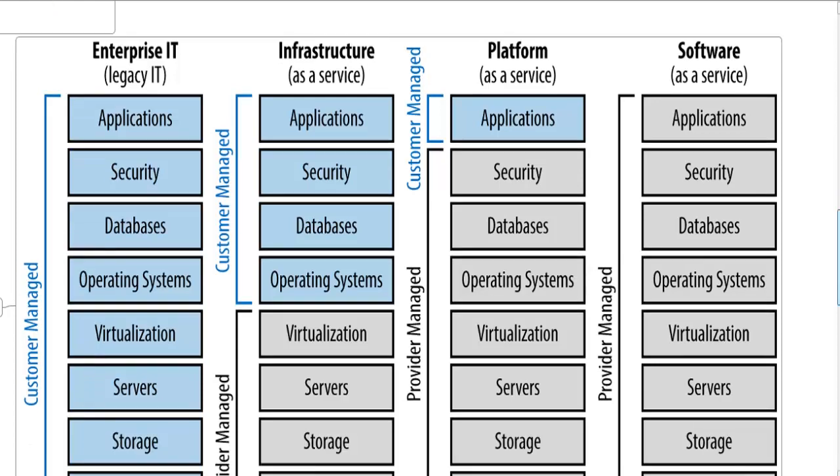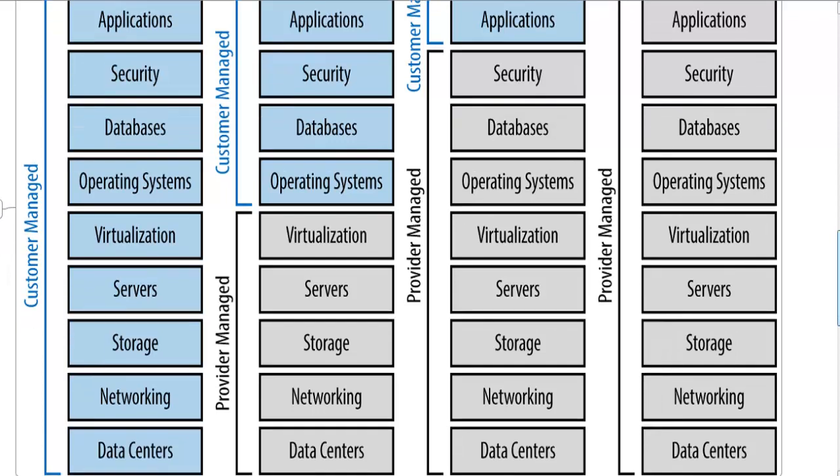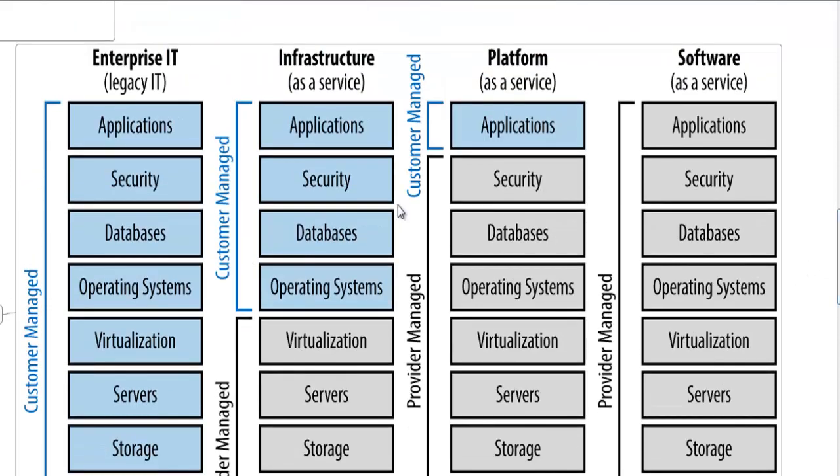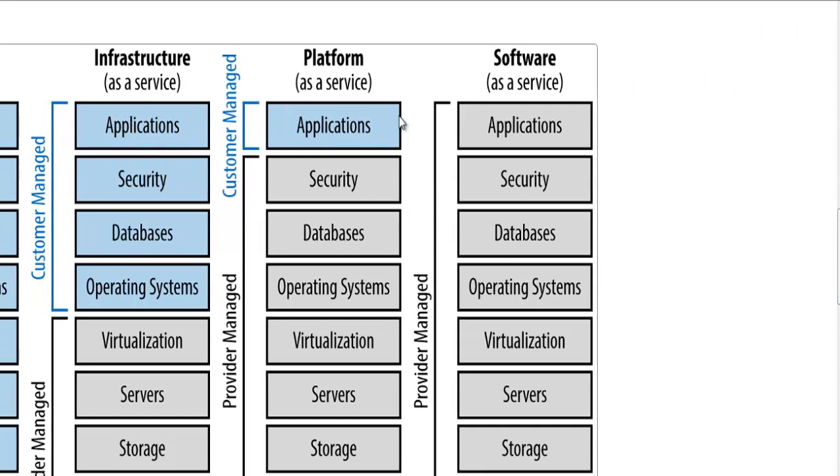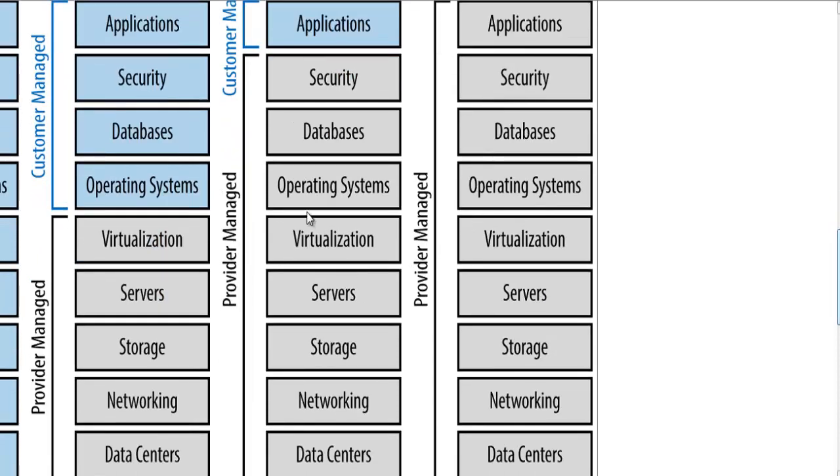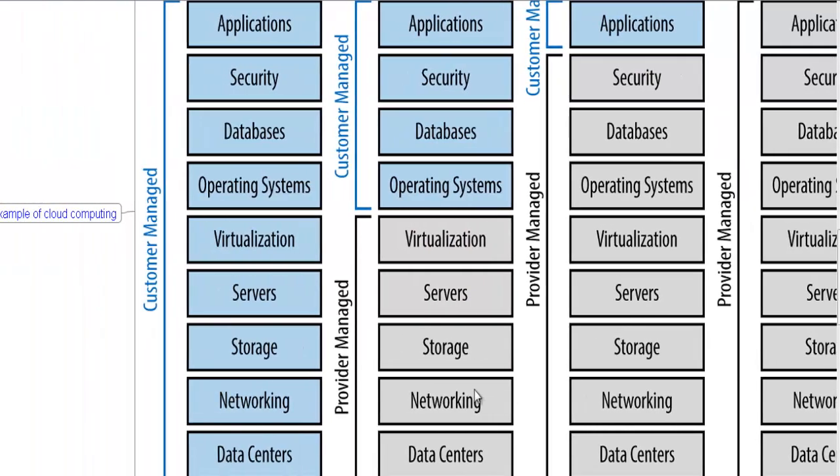The next type is platform as a service. Under this, all this part from security to data center, like security, database, operating system, virtualization, server, storage, networking, data center, is all managed by the provider, and the customer is only responsible for managing applications. And there is a term known as software as a service, meaning everything is managed by the provider.